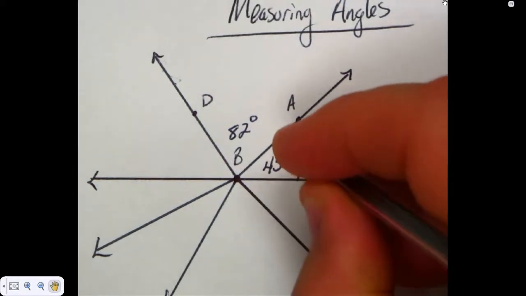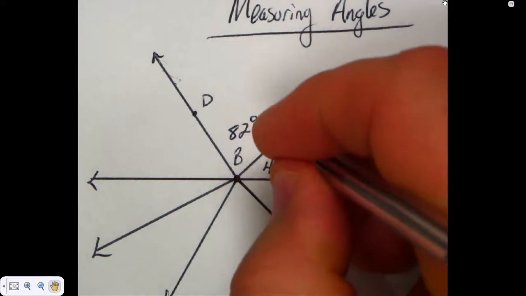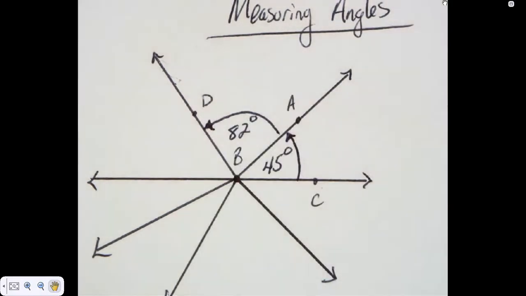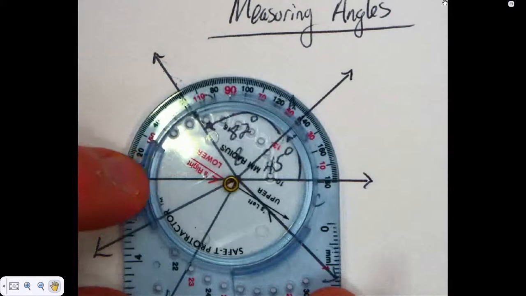So that was that angle right there, correct? And this was this angle right here. Can anybody tell me what the measure of angle DBC would be then? Well, let's measure it.